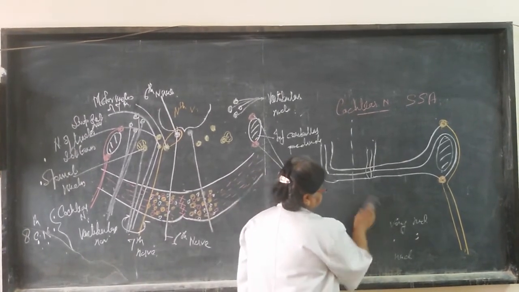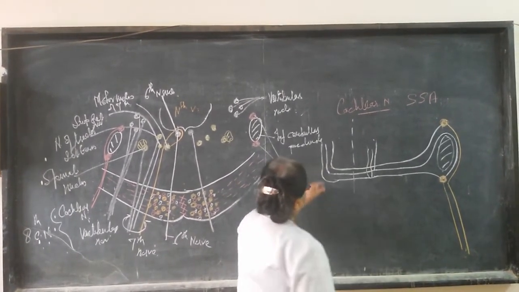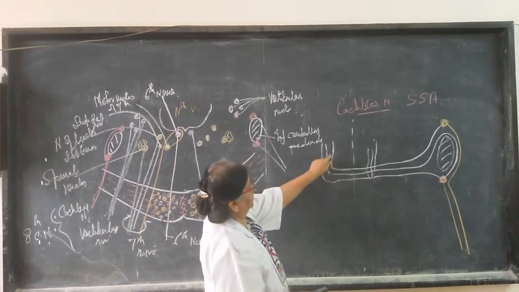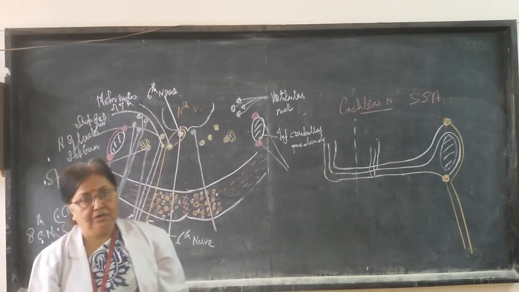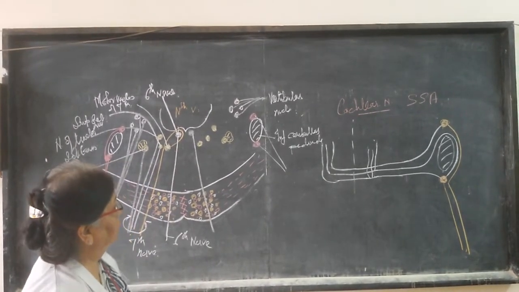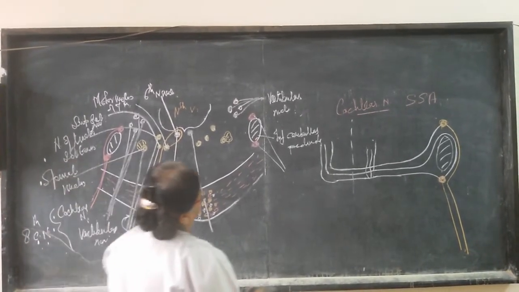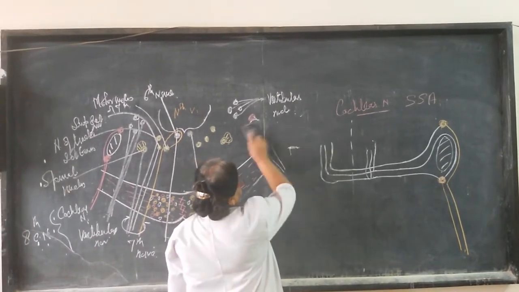The lateral lemniscus ascends, and finally it goes up to the inferior colliculus present in the midbrain, and from there it goes to the higher cortical centers.